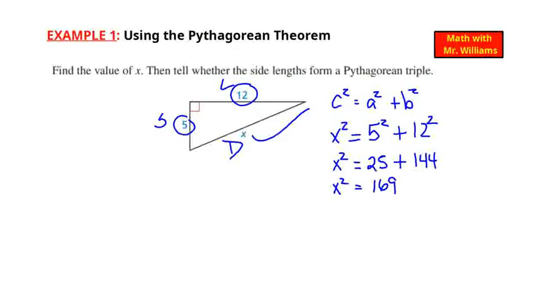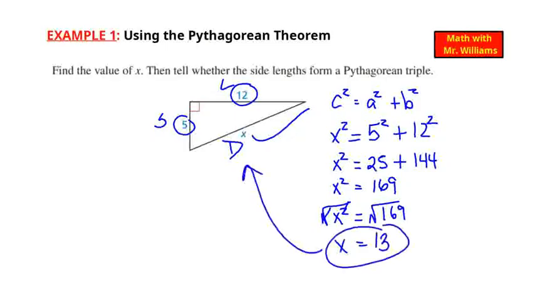So what we're going to do is go ahead and find the square root of each side, giving us x, because the square and the square root cancel, equals 13. That is our answer. So it does form a Pythagorean triple because the numbers are integers.